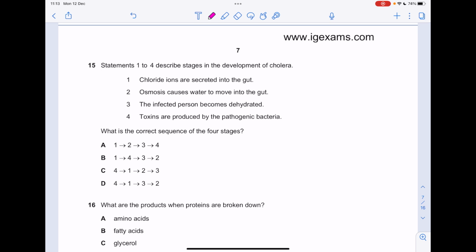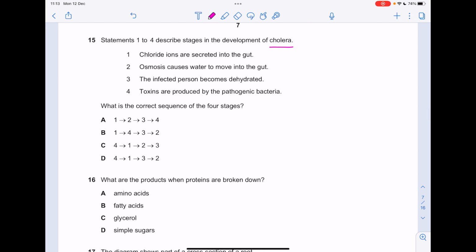Statements 1 to 4 describe stages in the development of cholera. Chloride ions are secreted into the guts. Osmosis causes water to move into the gut. The infected person becomes dehydrated. Toxins are produced by the pathogenic bacteria. What is the correct sequence of the 4 stages?